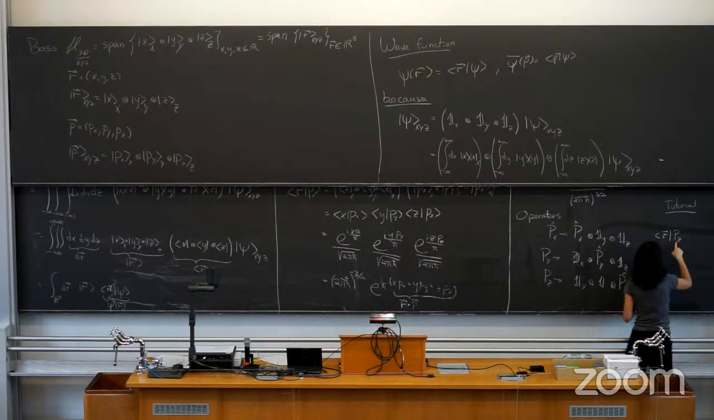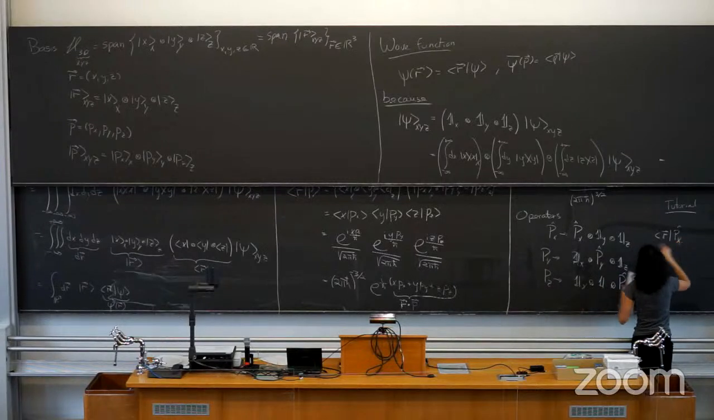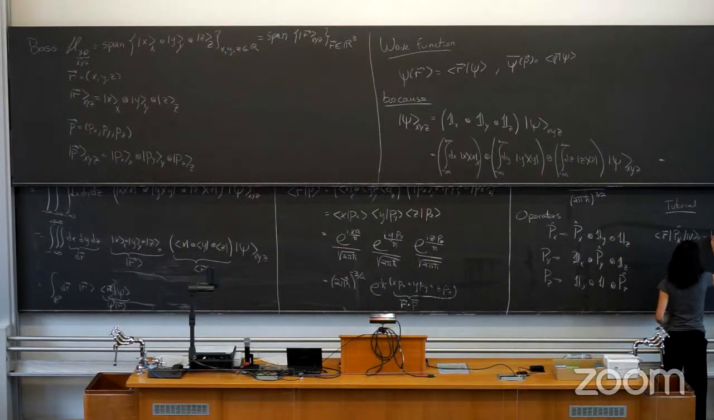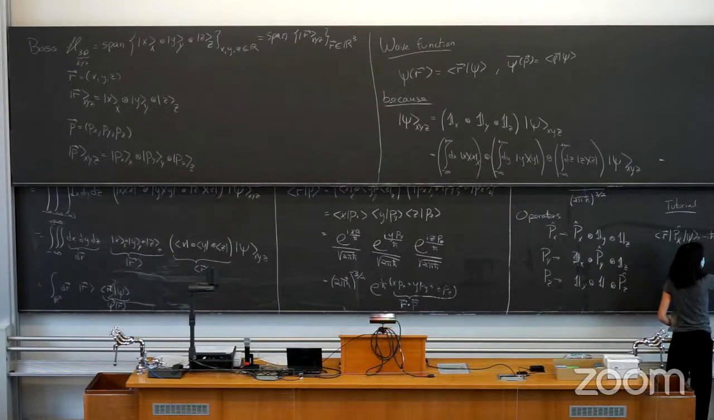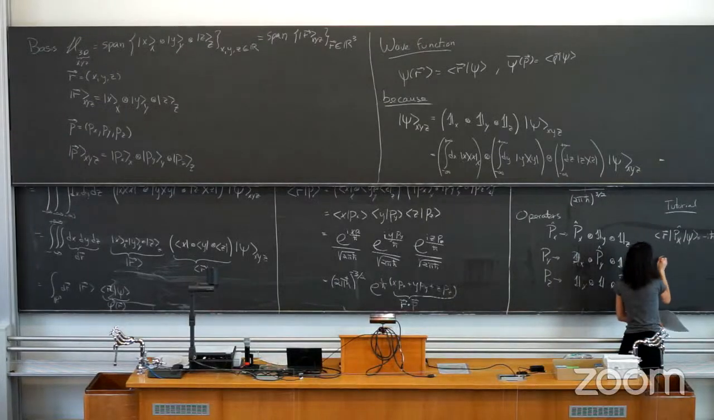By PX I mean this whole thing. That is minus the derivative in order of x of the wave function that depends on x, y, and z. So it depends on the 3 coordinates. So this is what you'll prove in the tutorial, and the same for the other two.